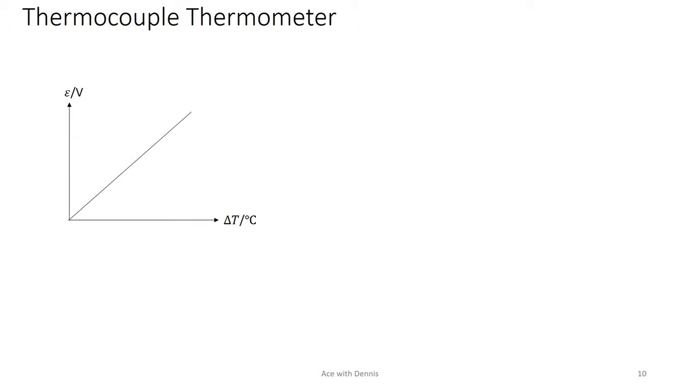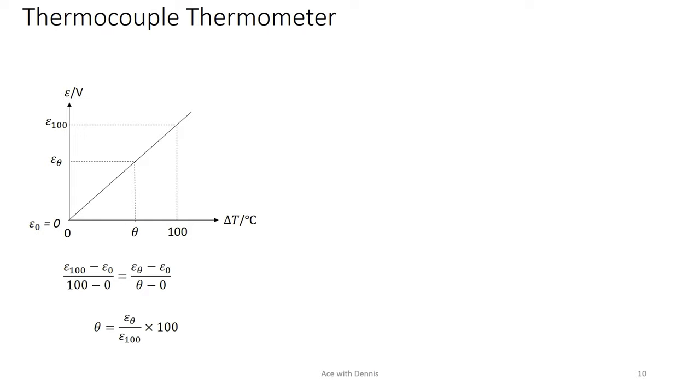This is the graph of the EMF generated versus the change in temperature in a thermocouple thermometer. When the change of temperature is zero, the epsilon is zero. When the change in temperature is 100 degrees Celsius, the EMF is epsilon 100. The unknown temperature change is theta, and the corresponding EMF generated is epsilon theta. Therefore, we can get the equation (epsilon 100 minus epsilon 0) over (100 minus 0) equals (epsilon theta minus epsilon 0) over (theta minus 0). When we make theta the subject, it becomes theta equals epsilon theta over epsilon 100 times 100. So this is the formula we can use to find the unknown temperature for a thermocouple thermometer.